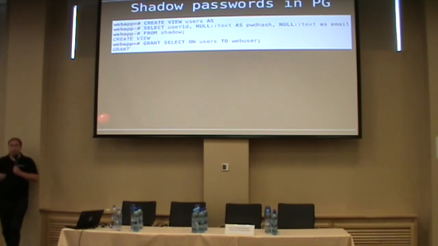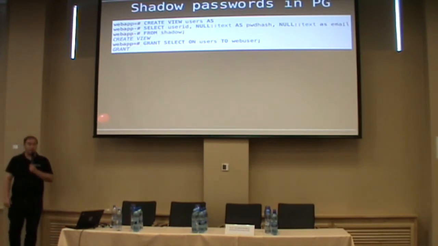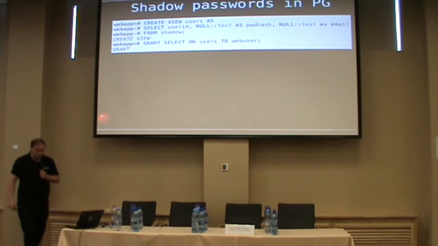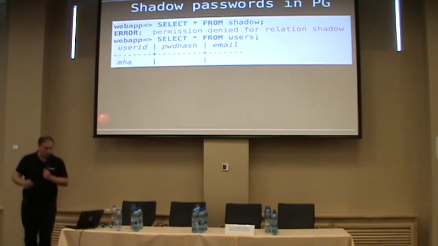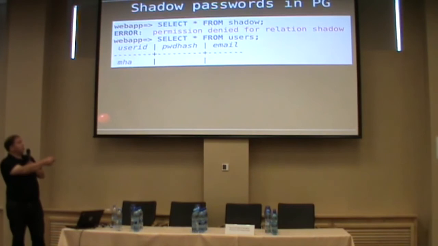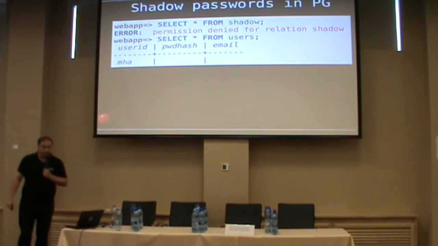But this makes it so that unless the application is actually looking at the system table to figure out whether this is a view or not, it's not going to notice the difference. It still does a select star from users, it just comes back in the same structure, but all the sensitive fields are now null. And if the user tries to select from shadow directly, well, permission denied. Right? And from users, I get the username, but none of the sensitive information.